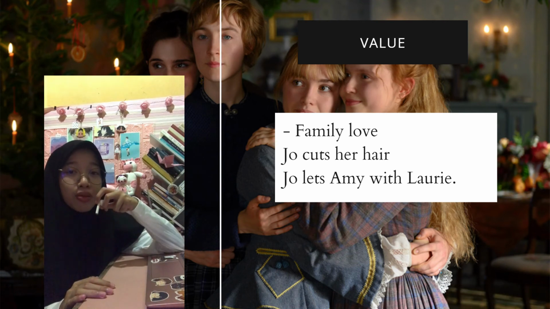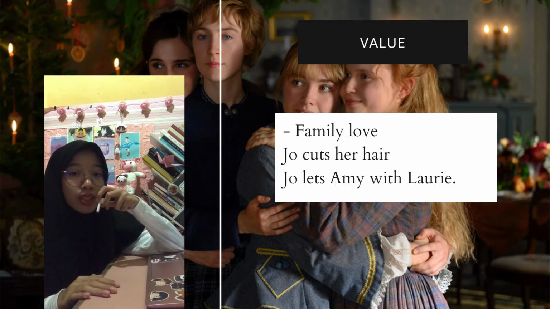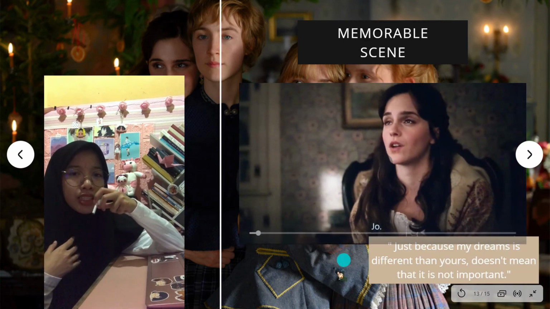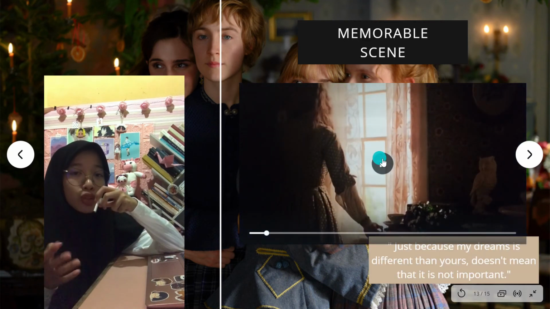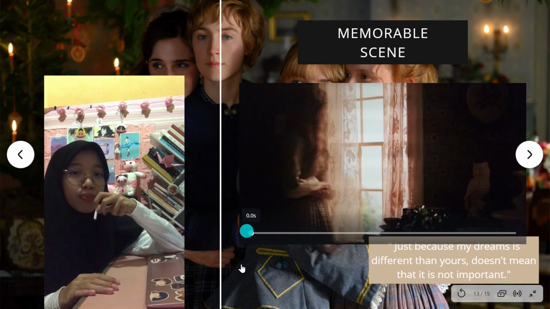As an example, Jo, the main character, still forgives Amy even though she burned her book, and she let Laurie go with Amy because she wanted them to be happy. My memorable scene is when Meg March told Jo that she wants to get married and not to run away because it is her dream to be a mother.